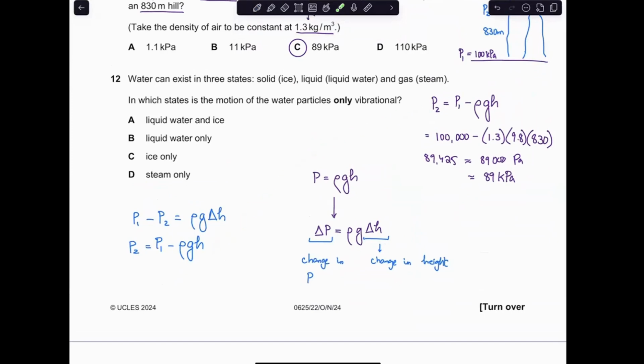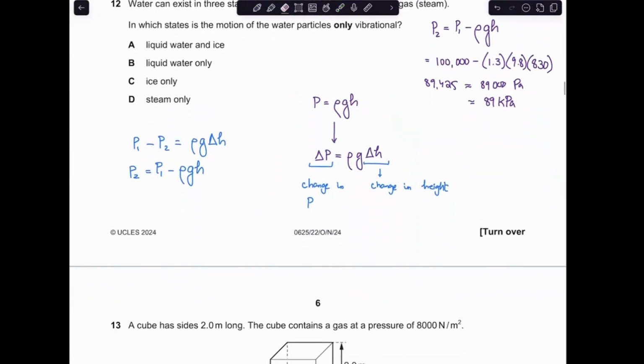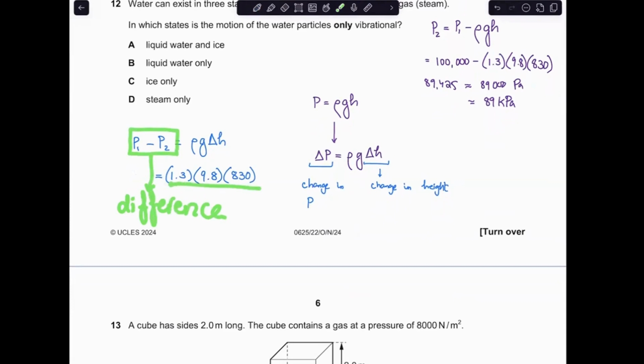For example, if they had said, what is the difference in pressures between the two locations? Then you would simply write P1 minus P2 is equal to this. Rho is 1.3, g is 9.8, and the difference in heights is 830. Whatever the product is of these three numbers, that would give you P1 minus P2. In other words, it would give you the difference in pressures between those two locations. So if they had asked for the pressure difference, the product of these numbers would just be the result. And let's just see what that is.